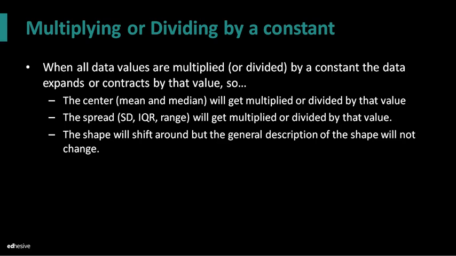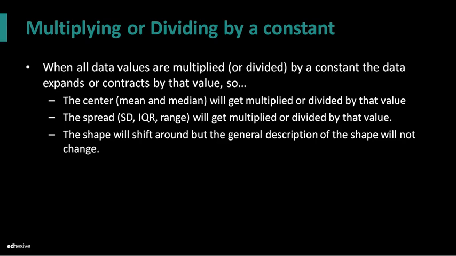When all data values are multiplied or divided by a constant, the data expands or contracts by that value. So the mean and median will get multiplied or divided by that value, right? If all of your values are going to double, well, obviously the mean is going to double and the median is going to double. If all of your values are going to be multiplied by 75% or 0.75 because you are reducing your costs, then the mean is going to get multiplied by 0.75 and so is the median.